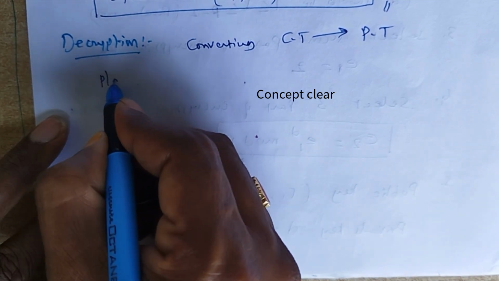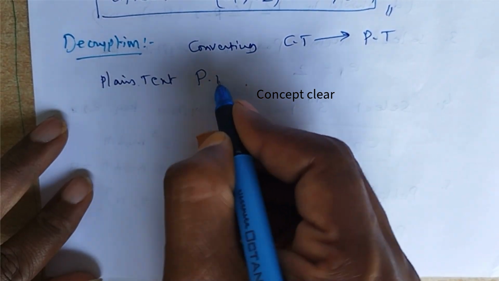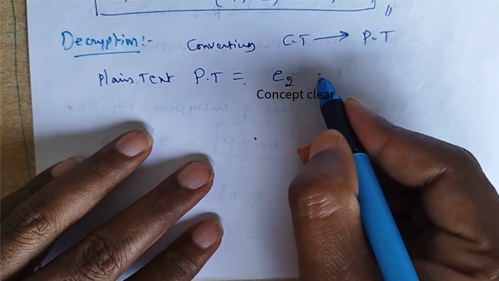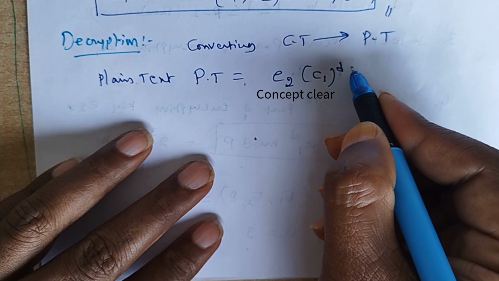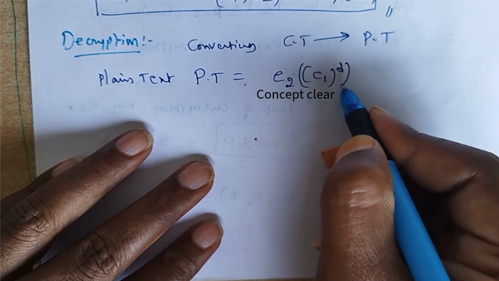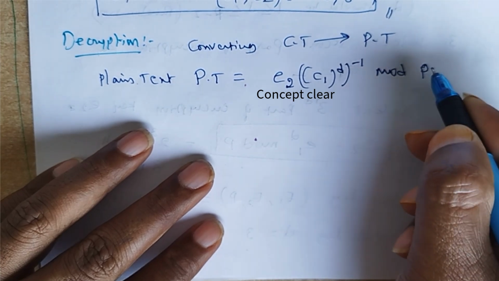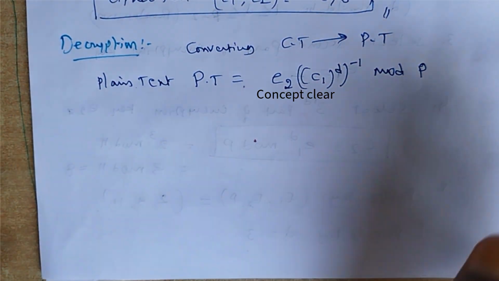So plain text equals E2 times C1 power D, whole inverse, mod P. This is the formula for converting ciphertext into plain text.